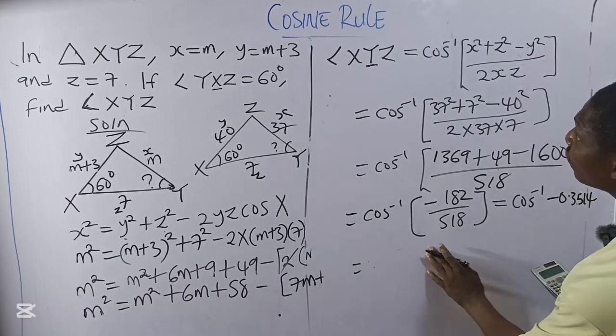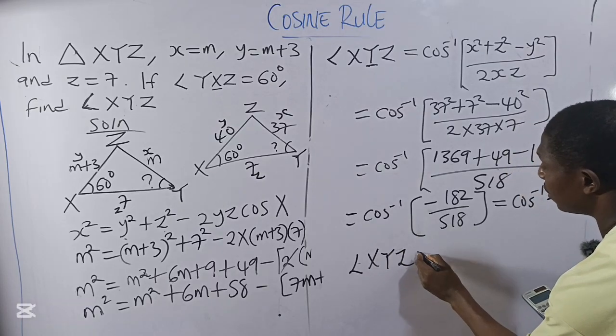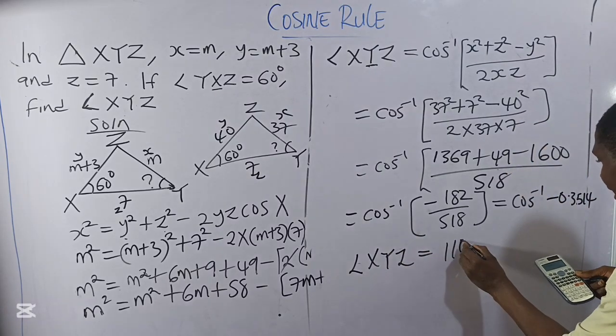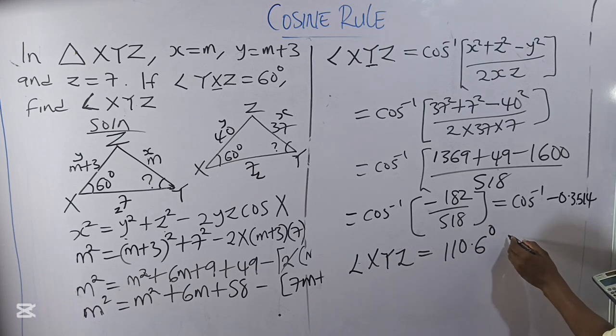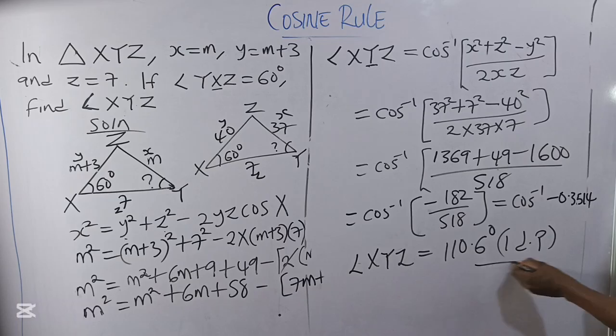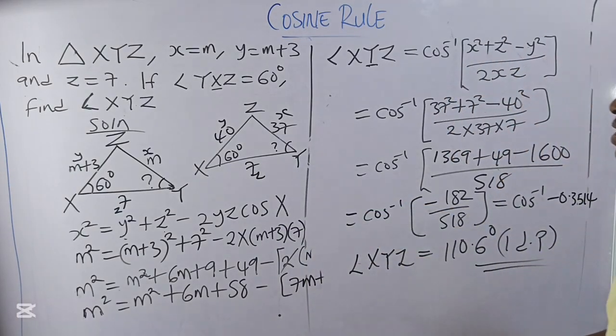And if I check the cos inverse of it, shift cos, this will therefore give me my value of angle XYZ, which is 110.6 degrees to 1 decimal place. So this is my answer, the value for angle Y. Thank you.